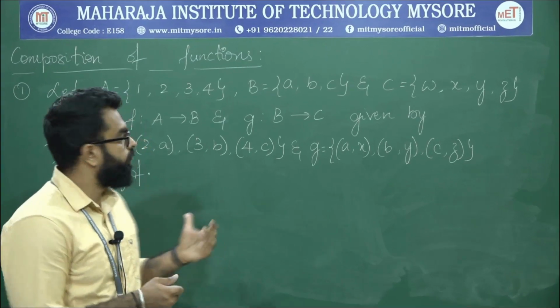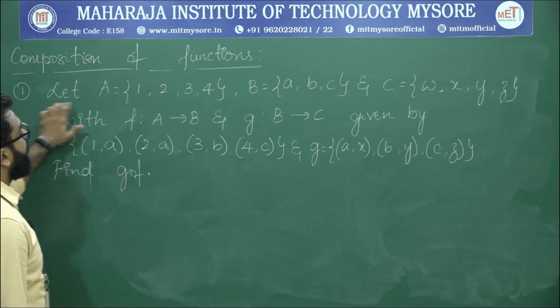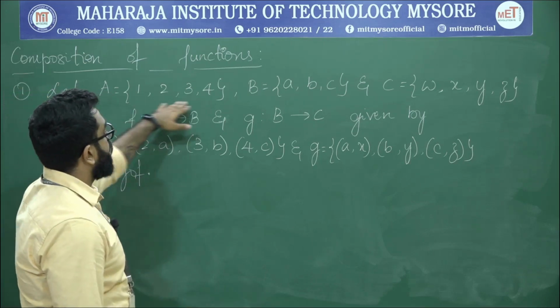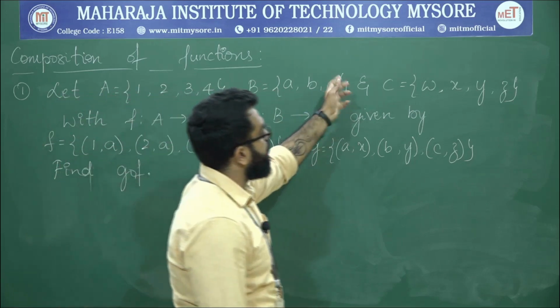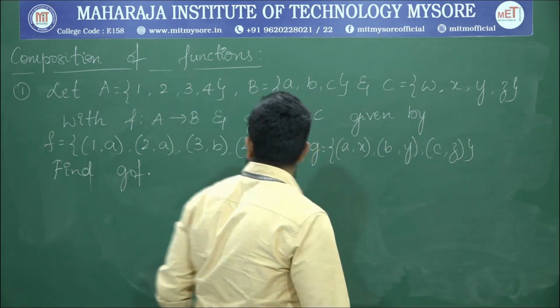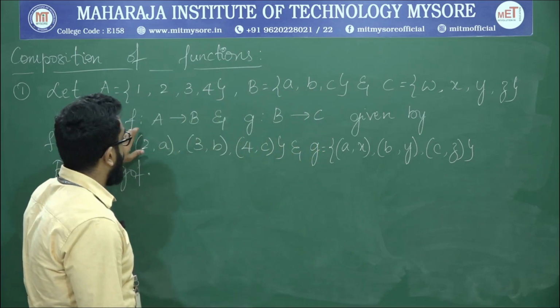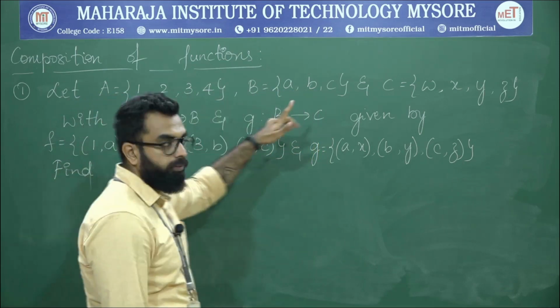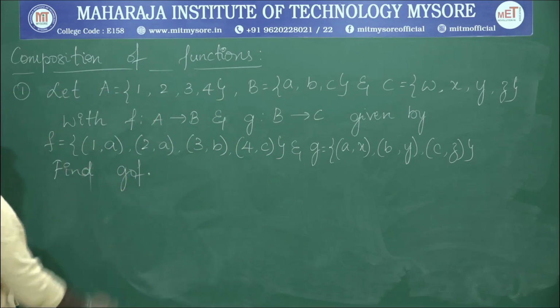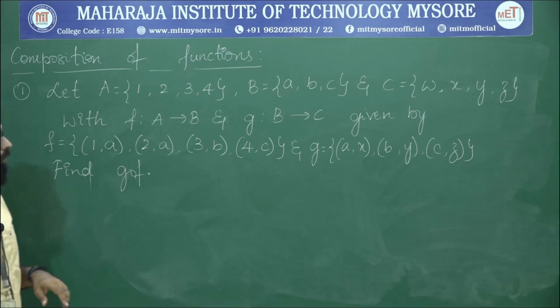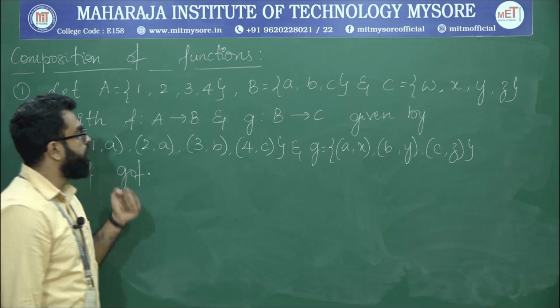We will consider the first example problem here. Let set A consist of elements 1, 2, 3, 4, B consisting of a, b, c, and C consisting of w, x, y and z, and we have 2 functions here, f defined from A to B and g defined from B to C. The definitions of the functions are given, and you are supposed to identify g∘f.